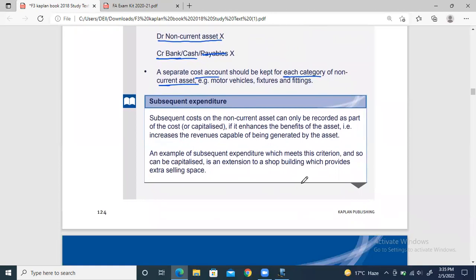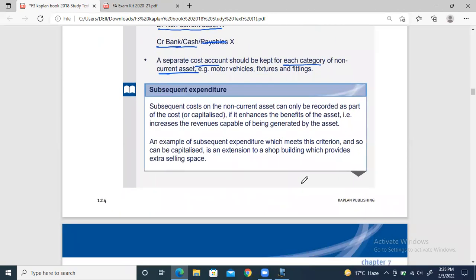Now, subsequent expenditure. Basically, we have purchased the asset. Now, what happens after that? What next, right? Subsequent cost on the non-current asset can only be recorded as part of the cost, or capitalized, if it enhances the benefit of the asset. So again, the debate comes about capital and revenue expense. If it is a capital expense incurred after the asset is purchased, yes, it will be added to the asset cost. But if it is a revenue expense, then we will exclude it. We'll add it as a simple expense in the statement of profit or loss. Okay.